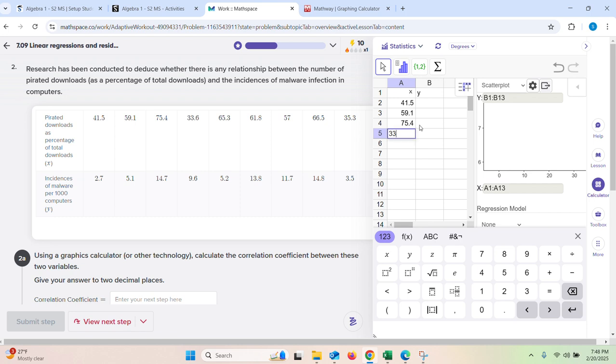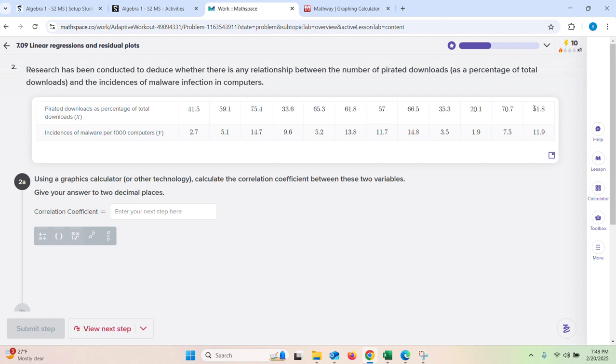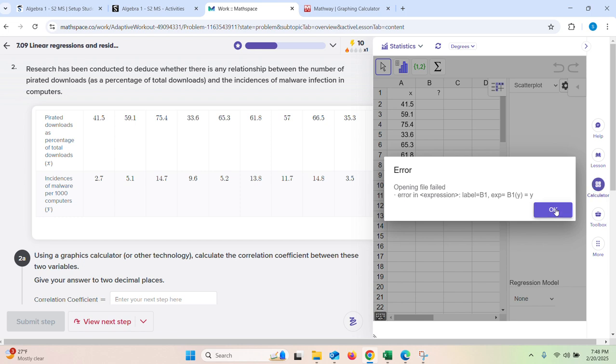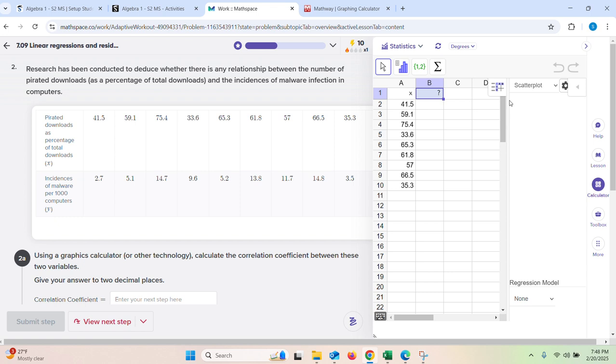All right, where was I? Okay, so the next one is 33.6, 65.3, 61.8, 57. And then 66.5, and then 35.3. And then I wrote down the rest of them because we can't see them right now. But if you need to see them, you just do this little arrow up here. It closes it, and then you can see them. And then to go back to a calculator.